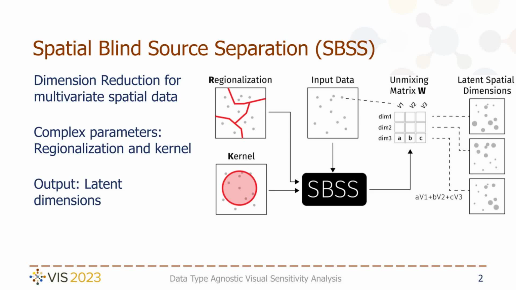The main challenge in SBSS is setting two complex tuning parameters, the regionalization and the kernel specification. The first parameter, regionalization, is a partition of locations into coherent regions. The second parameter, the kernel, defines the extent of a location's neighborhood. Both parameters and the model's output are spatial objects and need to be considered as such.